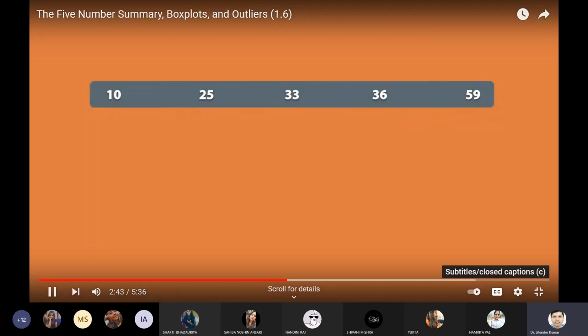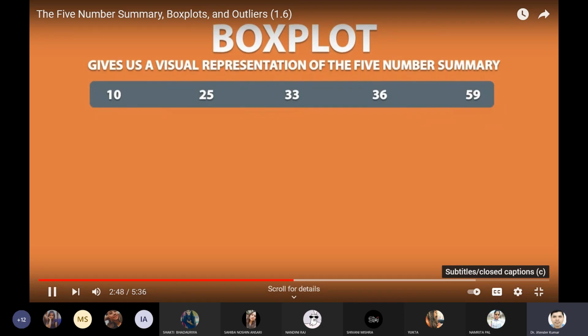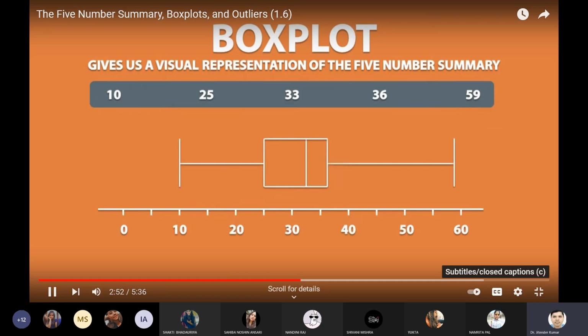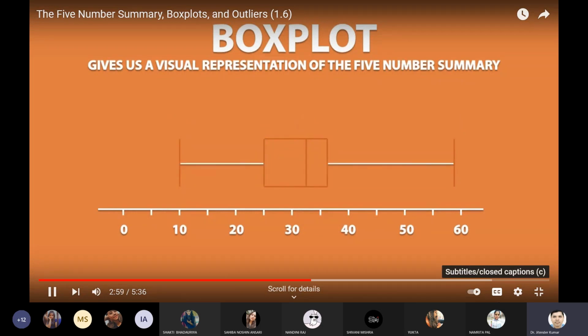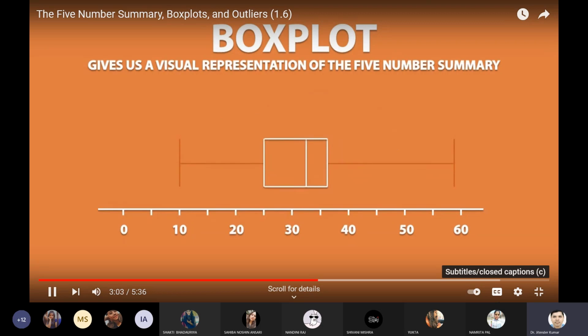We can then take these 5 numbers and make something called a box plot. A box plot gives us a visual representation of the 5-number summary, and it looks something like this. Each vertical line on the box plot represents a number from the 5-number summary. The horizontal lines that extend out from the box are called whiskers, and the actual box itself is called the interquartile range. The interquartile range refers to the middle 50% of an ordered dataset, and it is equal to the third quartile minus the first quartile.